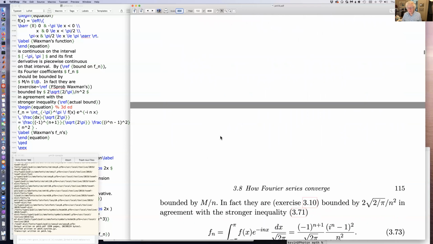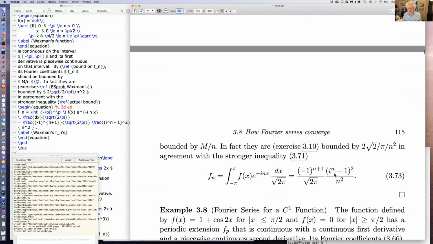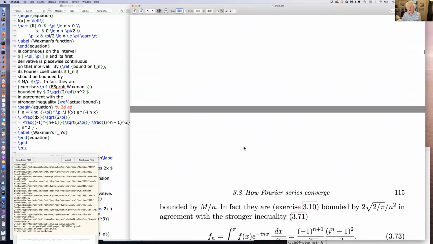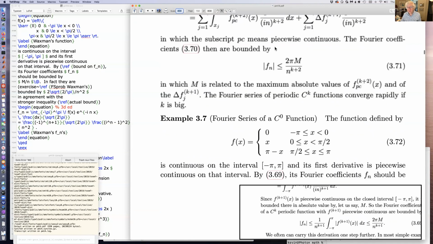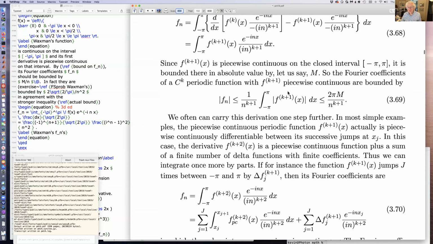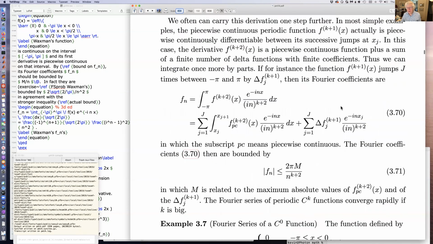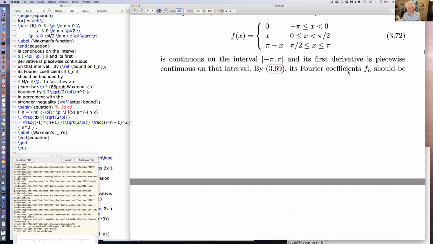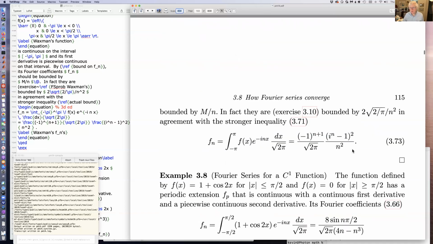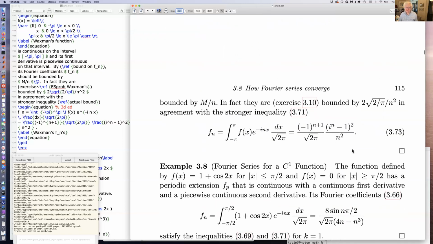If you compute the Fourier coefficients, you get this, and you find that if you look at equation 369, that tells you that since n is not 0, it's at least bounded by 1 over n. But on the other hand, if you use this bound, then it's 1 over n squared. And in fact, we find that it's 1 over n squared. So we get the coefficients are bounded by this stronger inequality, and this means the series converges.